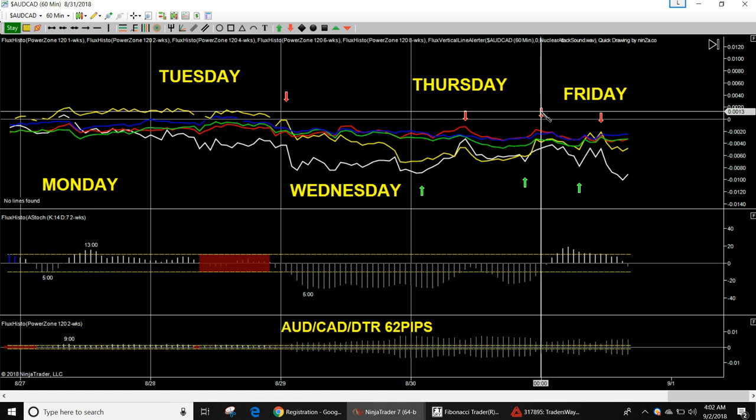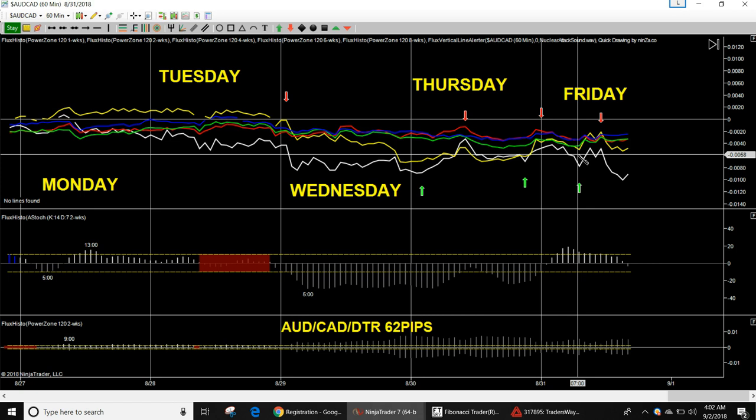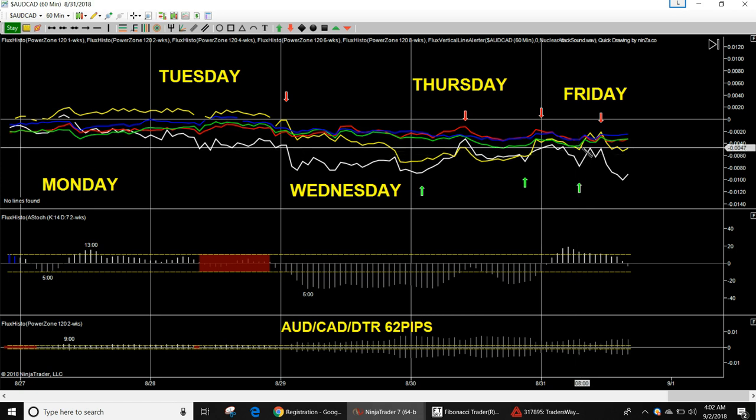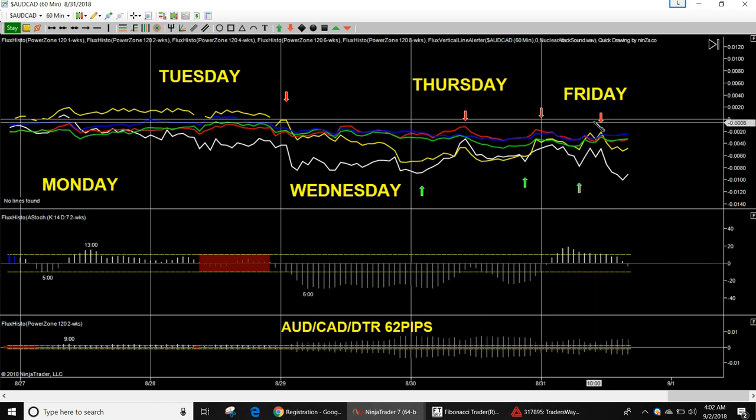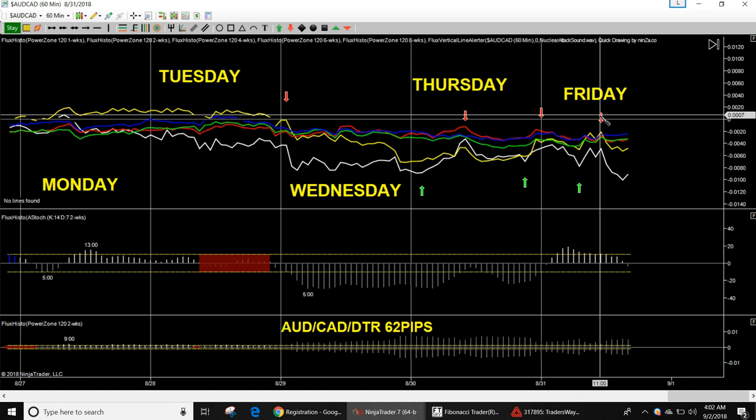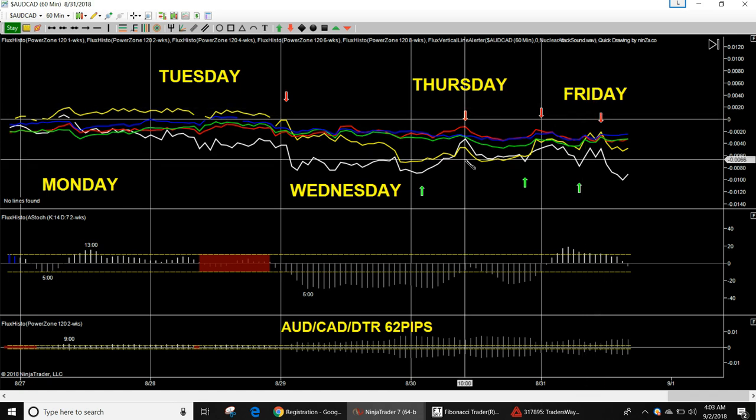And then 12 a.m. on Friday for a down move on the Aussie Canadian until 7 a.m. in the morning for an up move, up and down. And then a sell marker coming in for a short, 11 a.m. in the morning on Friday to the south. That is the Aussie Canadian.